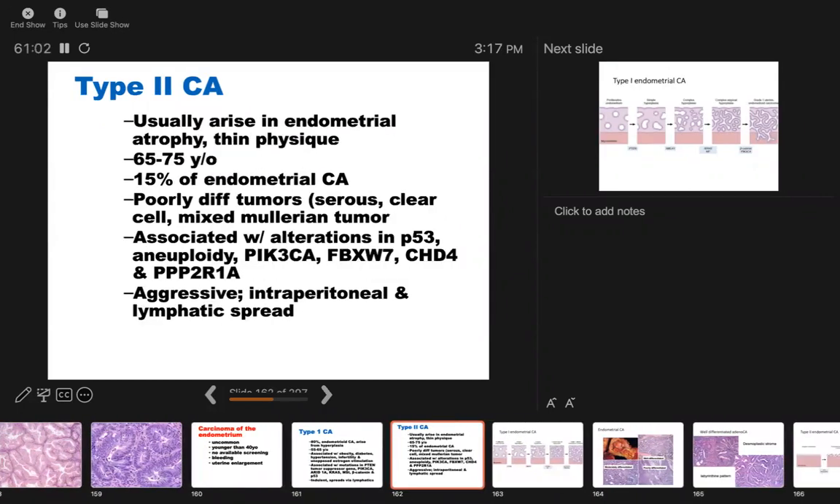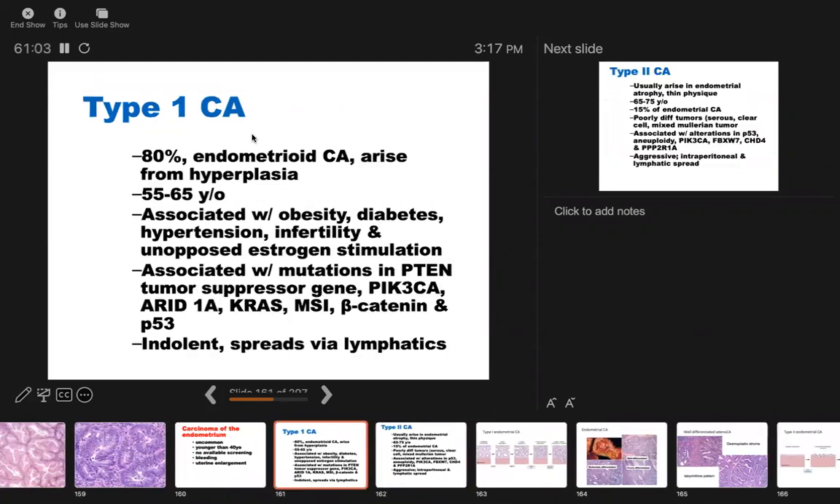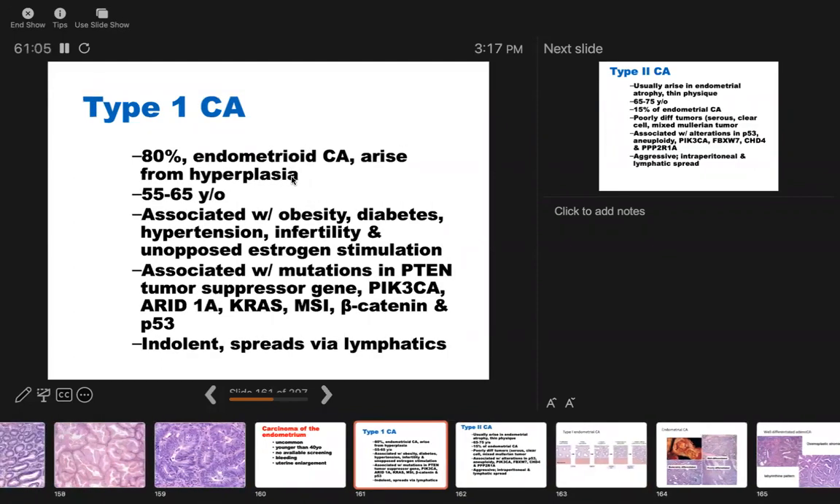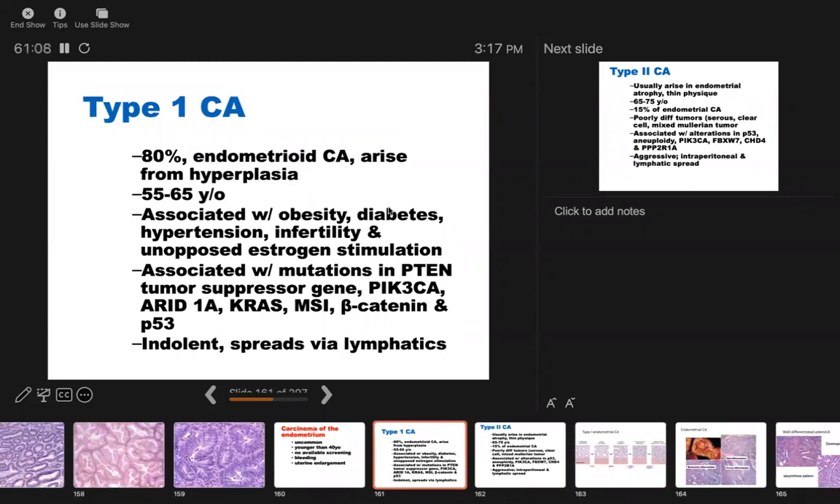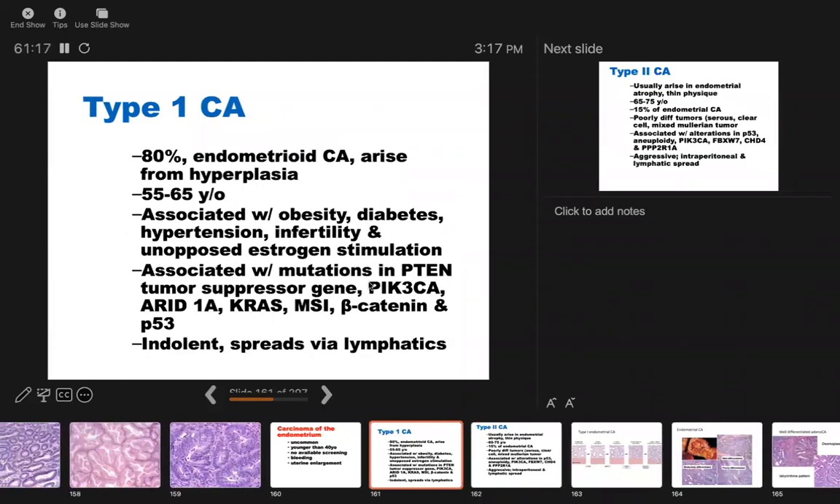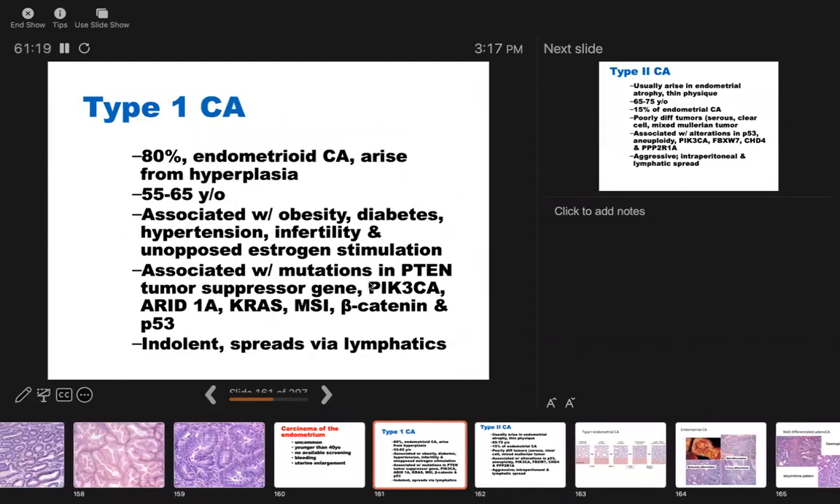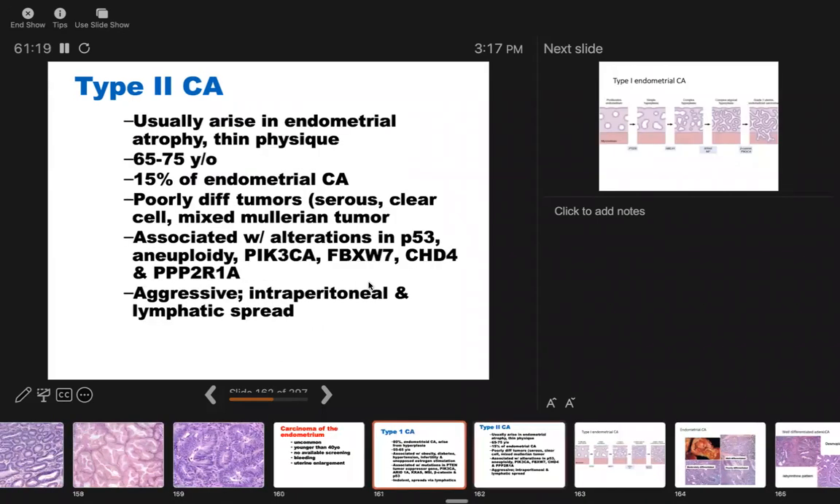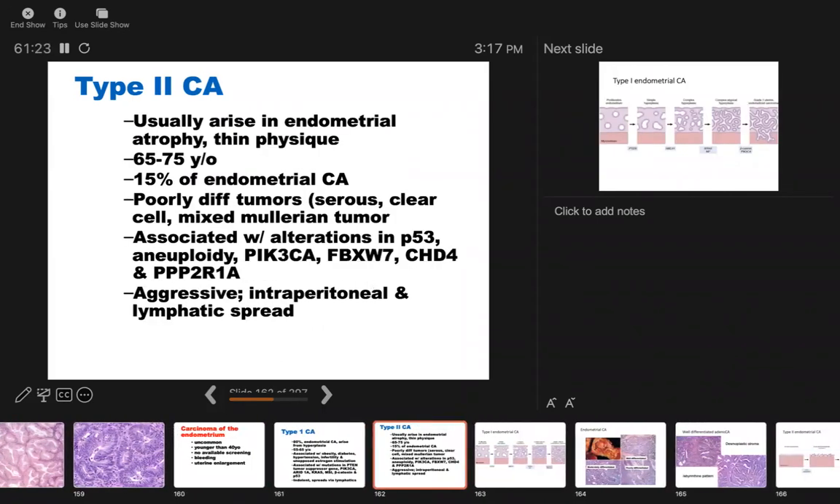Common for type 1 is the endometrioid type of malignancy. Common for type 2 would be your serous, clear cell, or your mixed Mullerian tumor. Common for type 1 are these mutations, particularly PTEN. Common for type 2, number 1 on the list will be your TP53. Okay.